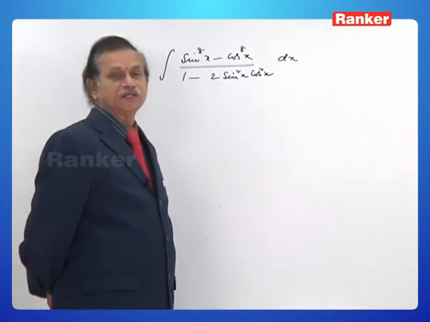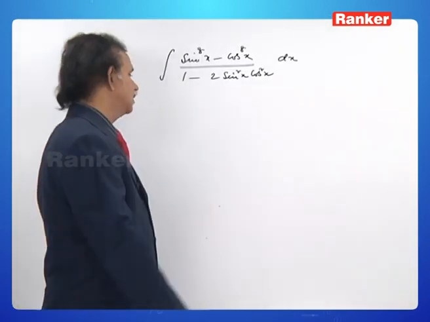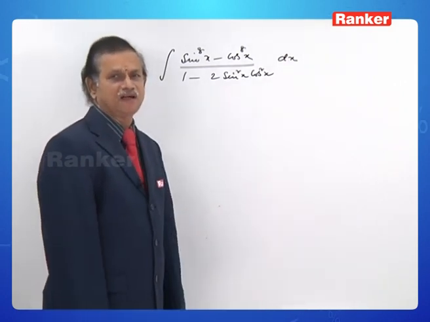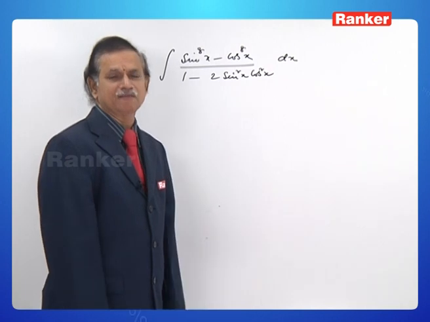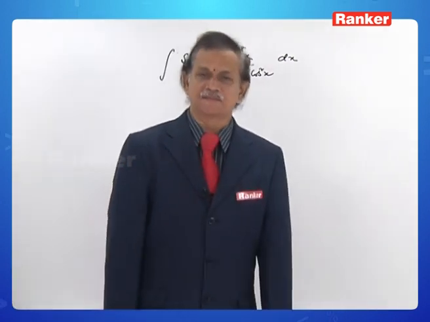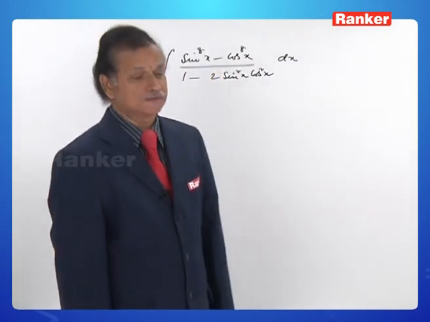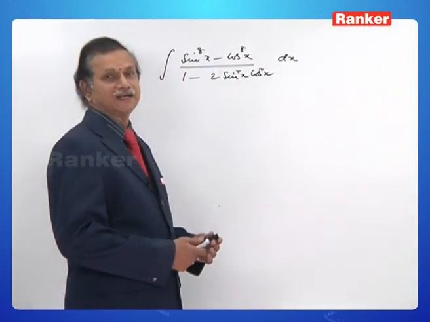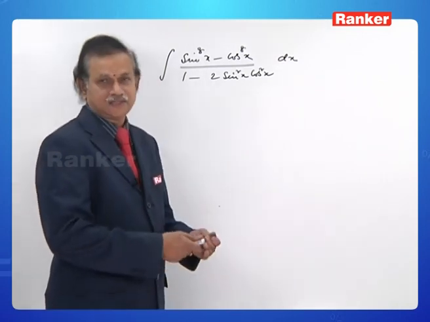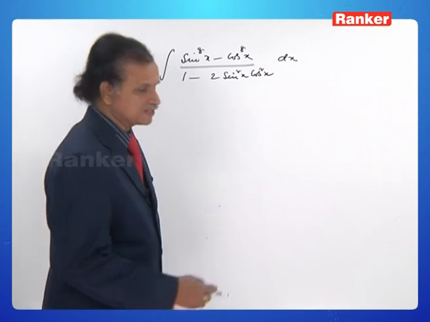1 minus 2 sin square x cos square x. Unless you simplify the matter or material available in the numerator or in the denominator, it will be a tedious job to select a suitable substitution. Yes. How can you simplify that? It is a very good problem. Yes. Let us now try to solve it.